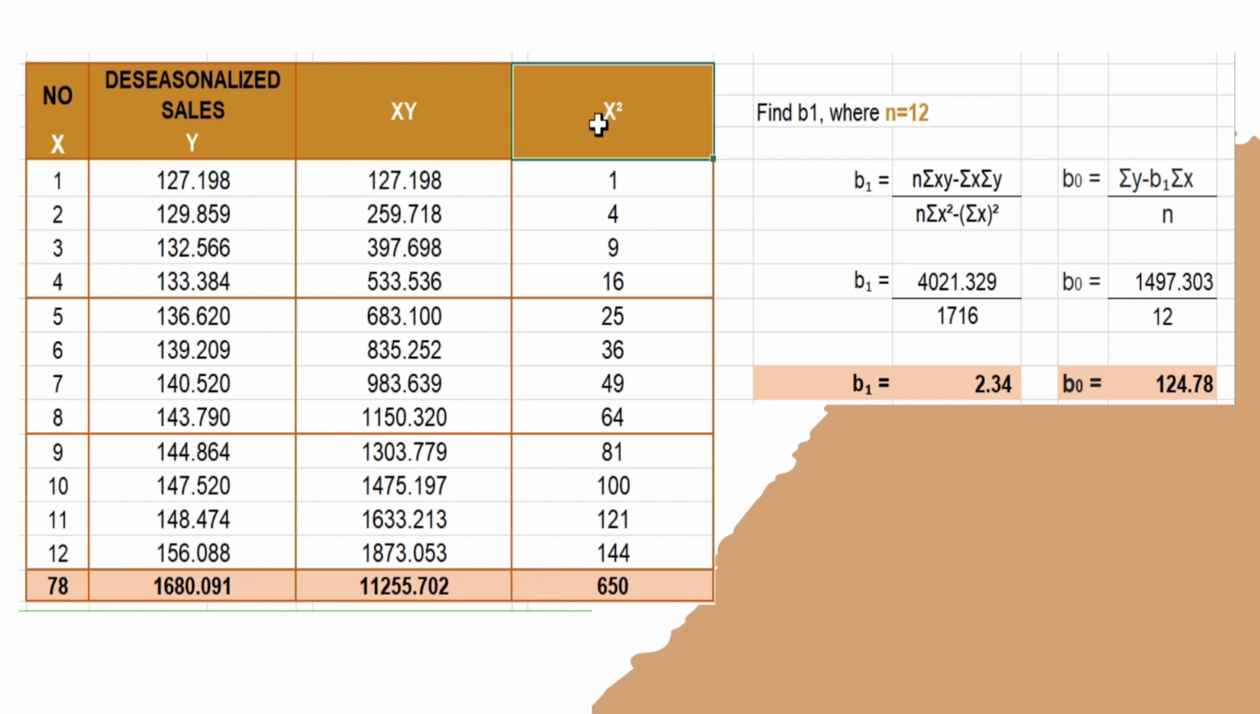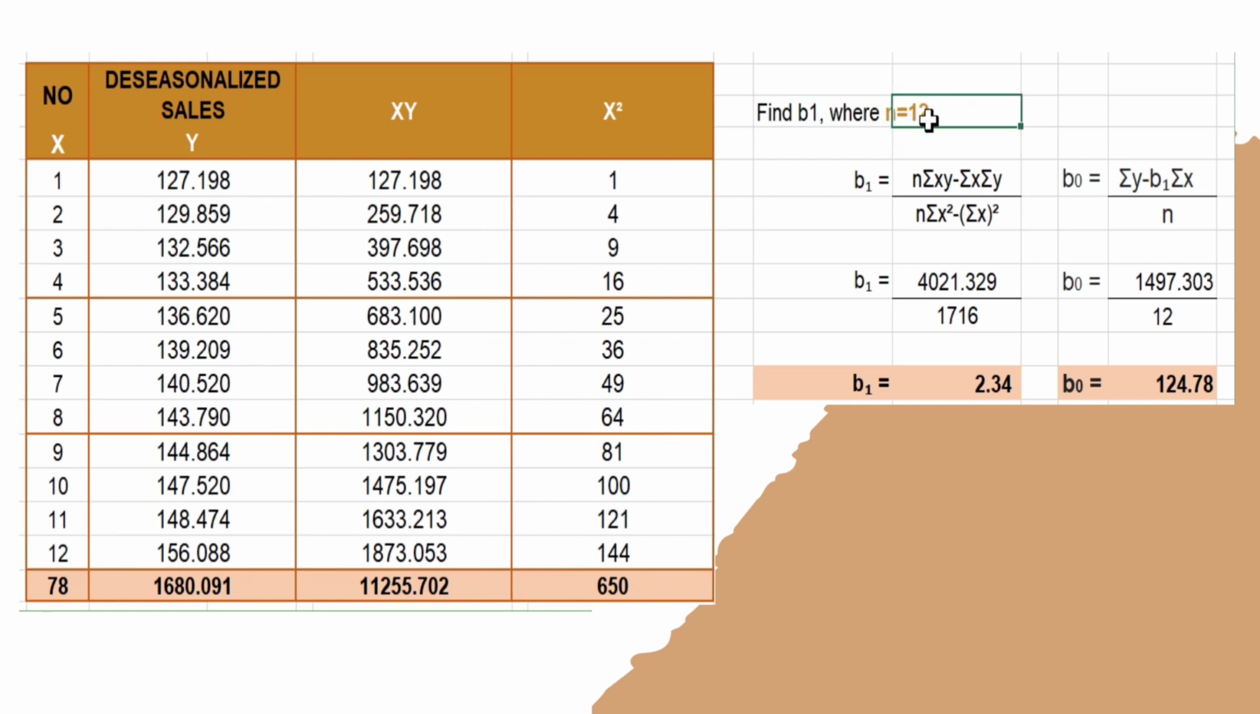And again, we also have to solve the x squared. So we just have to square the x: 1 squared is 1, 2 squared is 4, and 3 squared is 9. The same formula again is applied in getting this x squared, and the same rule, adding these values to get our summation of x squared, that is 650. Now, we will have to find our b sub 1 where our n is 12.